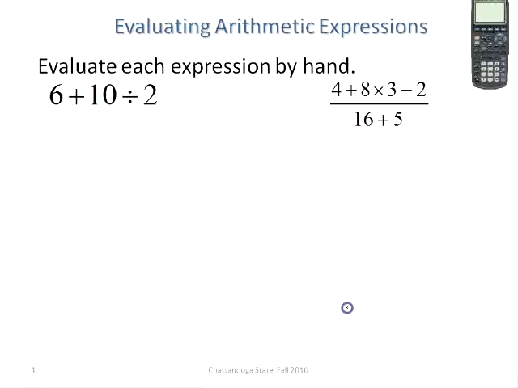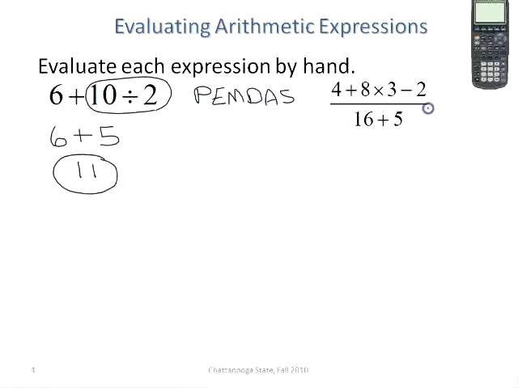6 plus 10 divided by 2. The only operations we have here are addition and division. Division comes before addition in the order of operations. P, E, M, D, A, S. So I have to do the division step first. I write down everything else in the problem, but I replace the 10 divided by 2 by the answer of 10 divided by 2, which is 5. So then I'm left with 6 plus 5, which is 11.